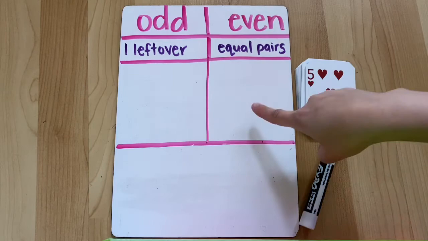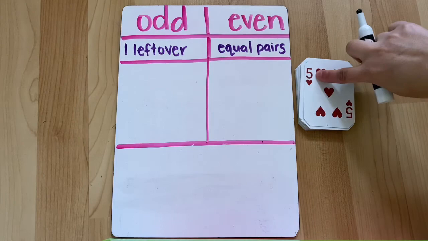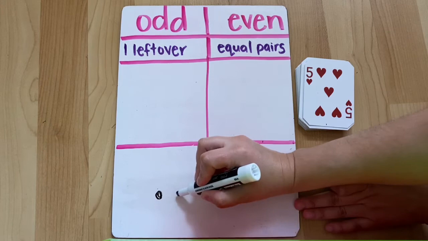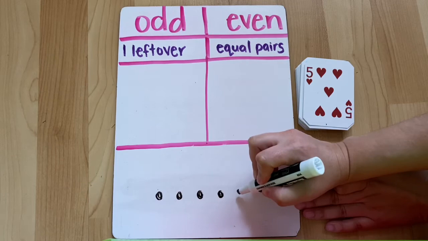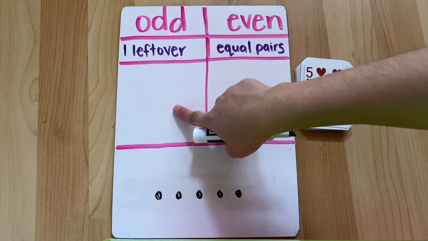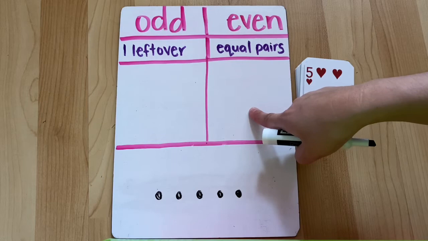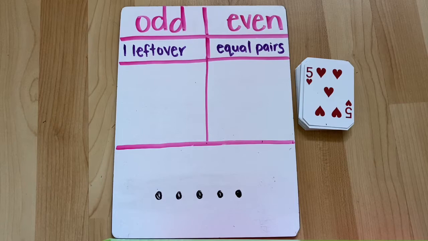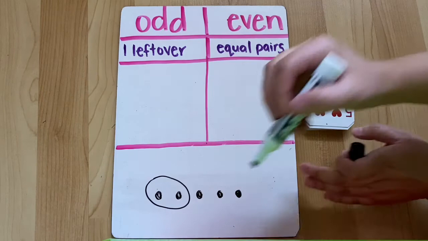So I'm going to check by drawing 5 dots down here. 1, 2, 3, 4, 5. And I'm going to see, am I going to have one left over to make it an odd number? Or am I going to have equal pairs to put it on the even side? And remember, a pair is a group of two. So let's see, I'm going to circle this group of two and this group of two.